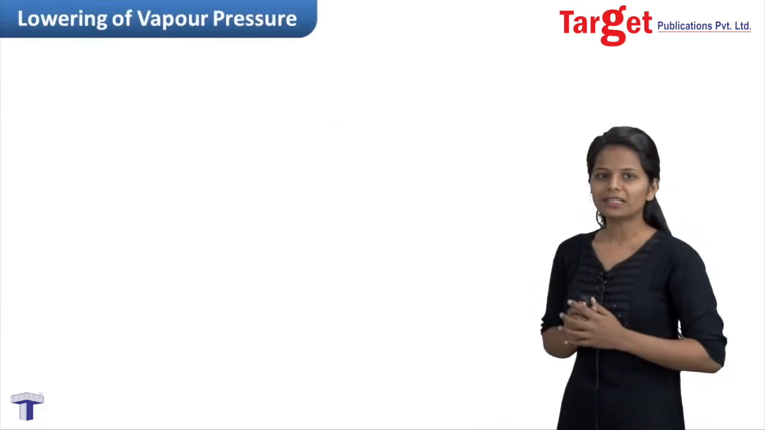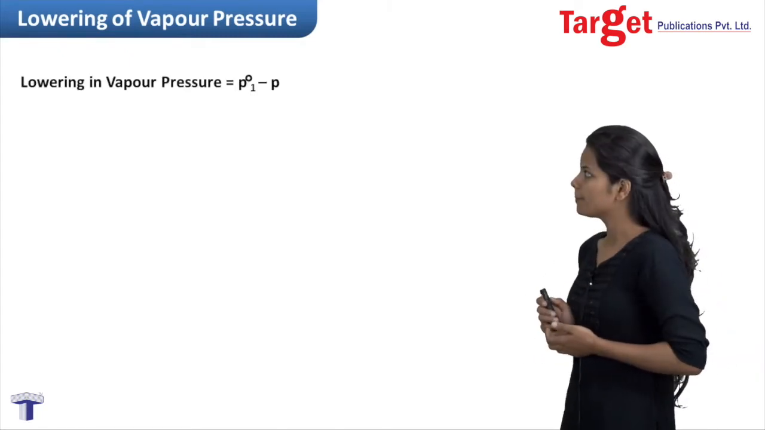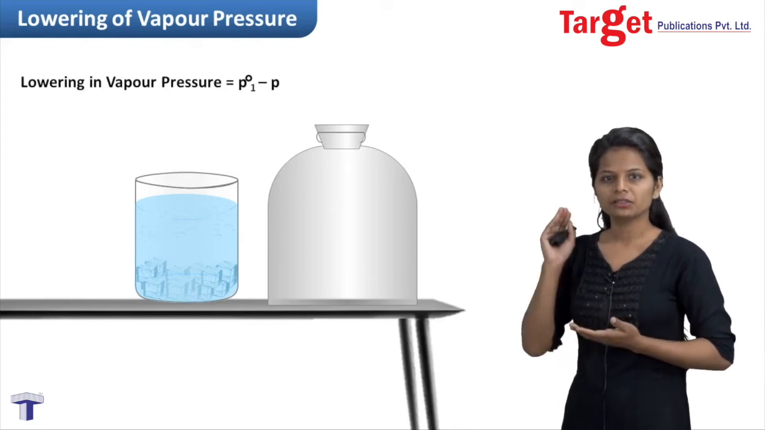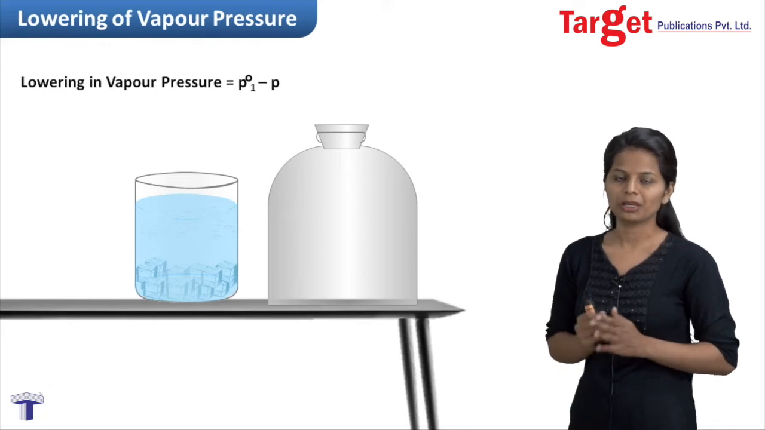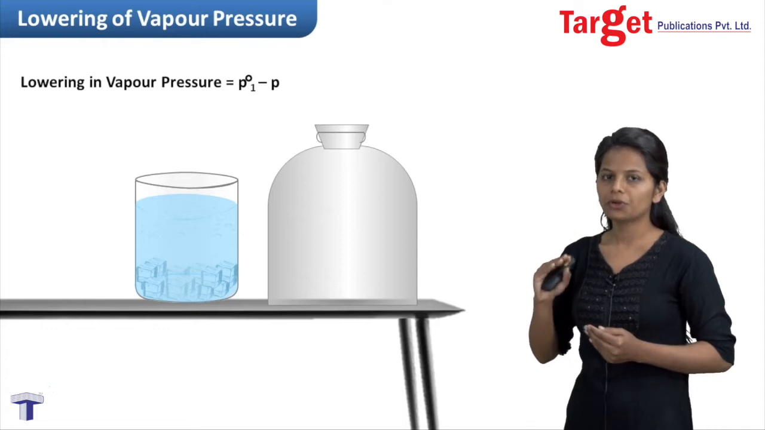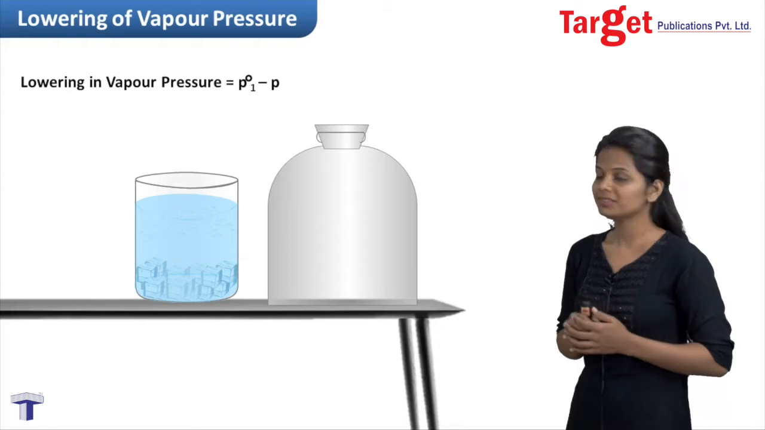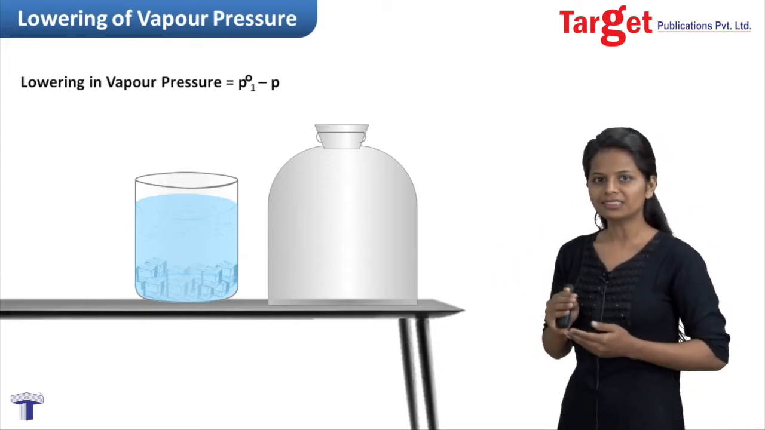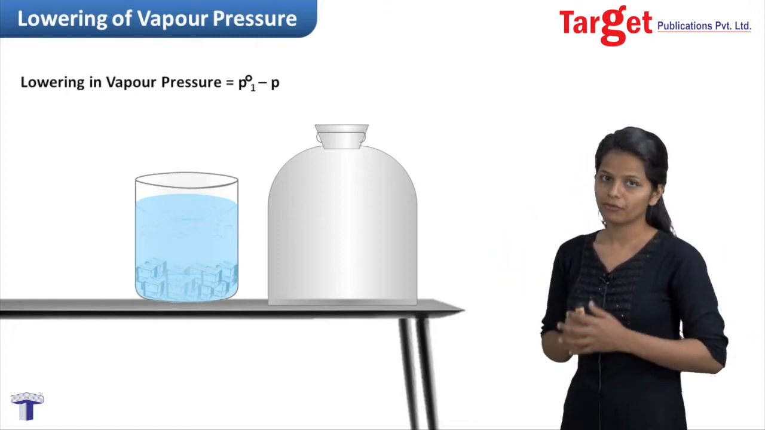Now, let's understand what happens when we add some solute to this pure solvent. When we add some solute to the pure solvent, the solute particles are going to interact with the solvent present in the solution. And now, the number of particles having sufficient energy which were going into the vapor phase previously will decrease. Why? Because the solute particles are interacting with the solvent particles, and in this case, very few of the solvent particles will have enough energy to jump into the vapor phase.